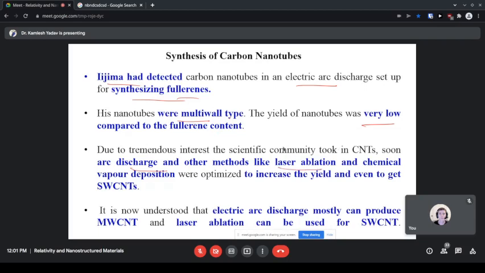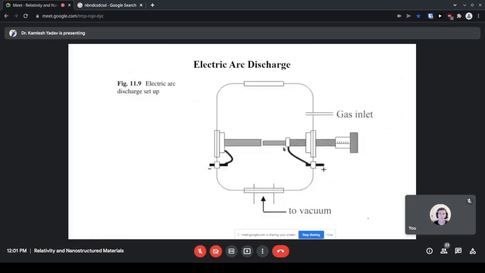But we can use other methods like pulse laser deposition method or chemical vapor deposition method to prepare single wall carbon nanotube. Because we know the electric arc discharge method, which was used by Iijima, we can use this to produce multi-wall carbon nanotube. And in order to obtain single wall carbon nanotube, we can use pulse laser deposition methods or chemical vapor deposition method. In the arc discharge method, we consider graphite electrodes.